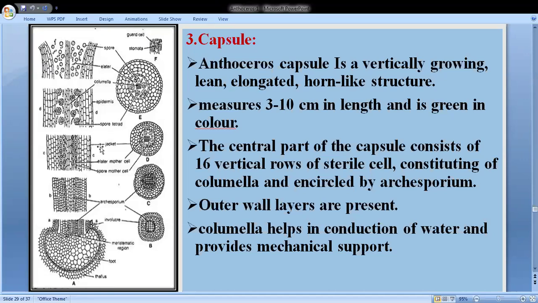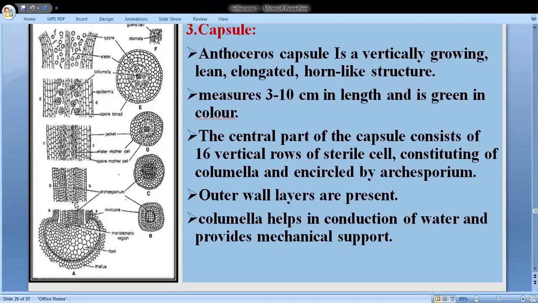The central part of the capsule consists of vertical rows of sterile cells constituting the columella. This we call the columella, the vertical rows in the center, encircled by the archisporium and outer wall layers. Columella helps in conduction of water and provides mechanical support. So this columella, in the center of this sporophyte, helps in conduction of water and provides mechanical support. That is the columella function.